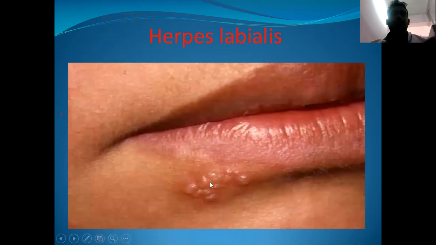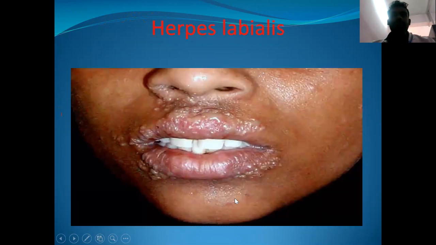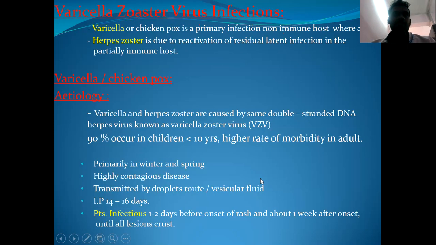So this is a case of herpes labialis. We can see multiple grouped vesicles present on the lower lip. This is a case of herpes labialis again, which is a little bit extensive in this patient. We can see multiple grouped vesicles on both the upper as well as lower lip. It's possible that it may be a primary infection. Recurrent infection will usually be milder than the primary infection.